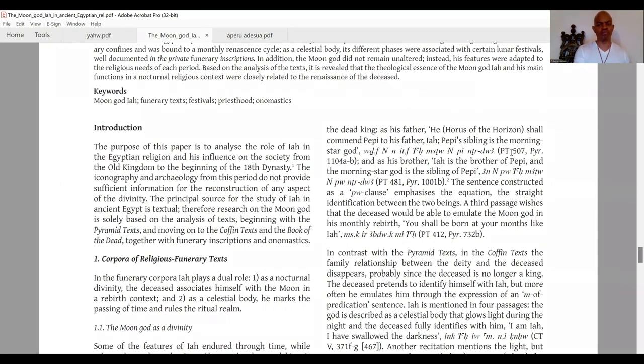And then you see the actual text, pyramid text 507, and also 1104 A to B. And his brother, Yah, the moon divinity, is the brother of the Per-Ah, the pharaoh Pepi. And the morning star god is the sibling of Pepi. And so they have the text, pyramid text 481, also 1001B. The sentence, constructed as a pw clause, emphasizes the equation, the straight identification between the two beings. The third passage wishes that the deceased would be able to emulate the moon god in his monthly rebirth: you shall be born at your months like Yah, like the moon divinity.